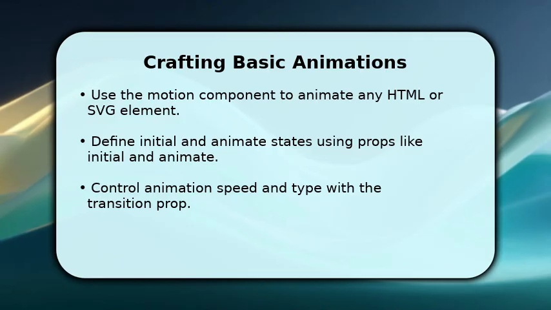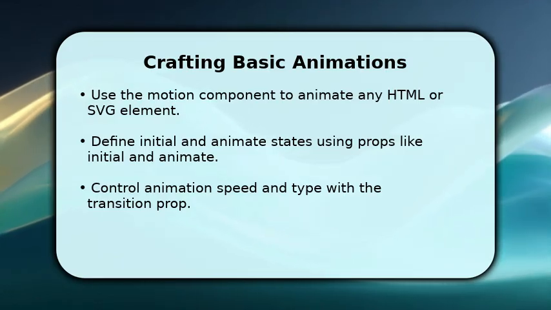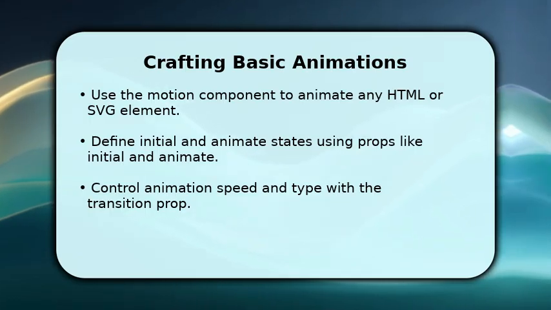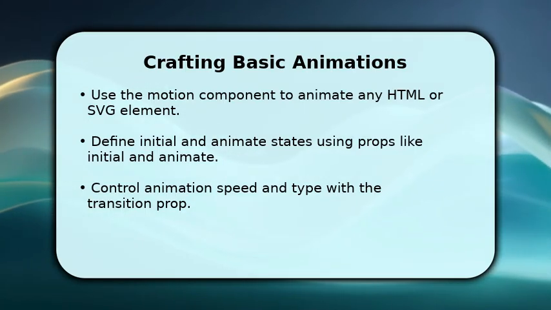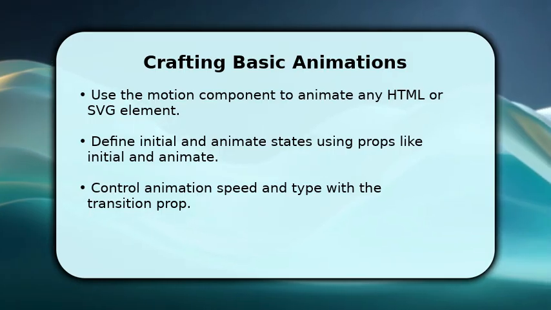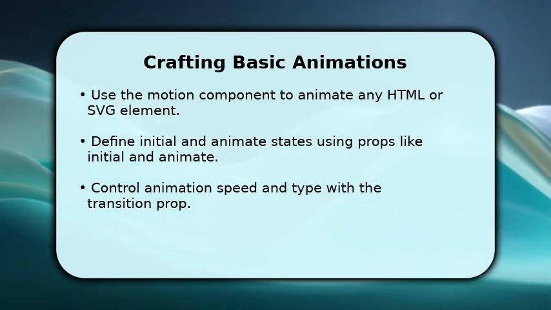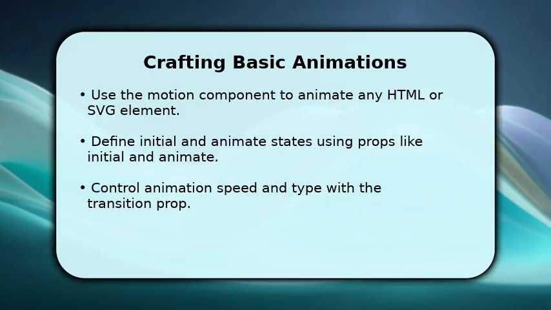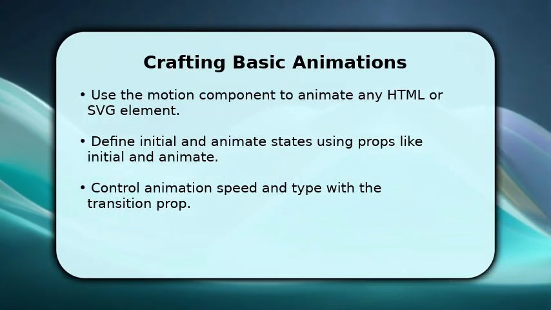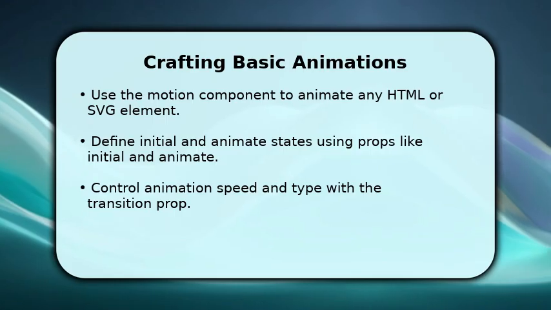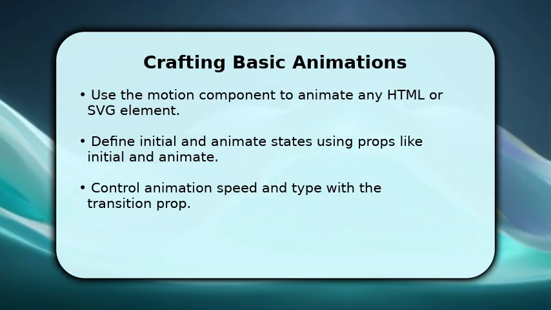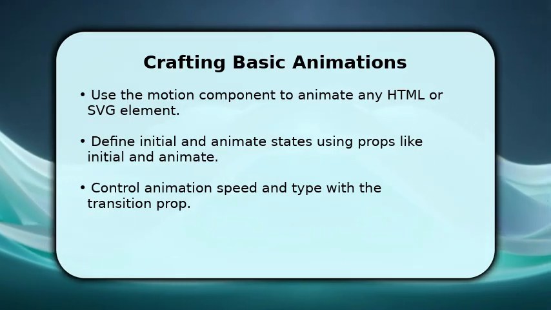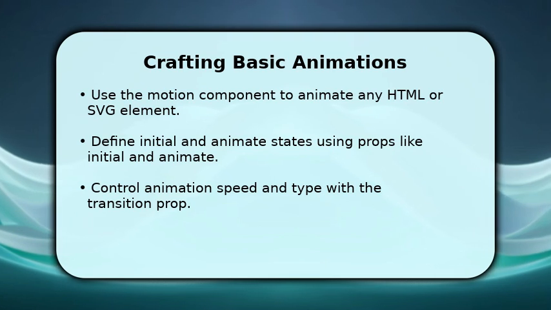Framer Motion provides a special motion component that wraps standard HTML or SVG elements, enabling animation capabilities. You can define the starting and ending states of your animation using the initial and animate props. For example, set opacity to 0 initially and then to 1 to create a fade-in effect. The transition prop allows you to customize duration, easing, and other animation properties. Remember to use the useClient directive for components utilizing Framer Motion.